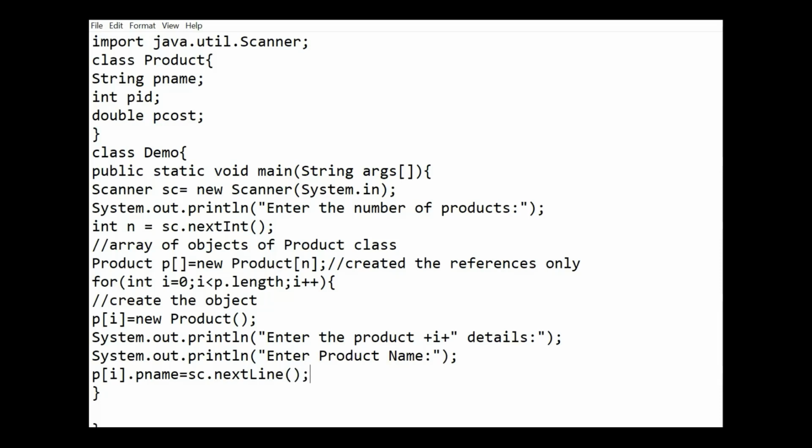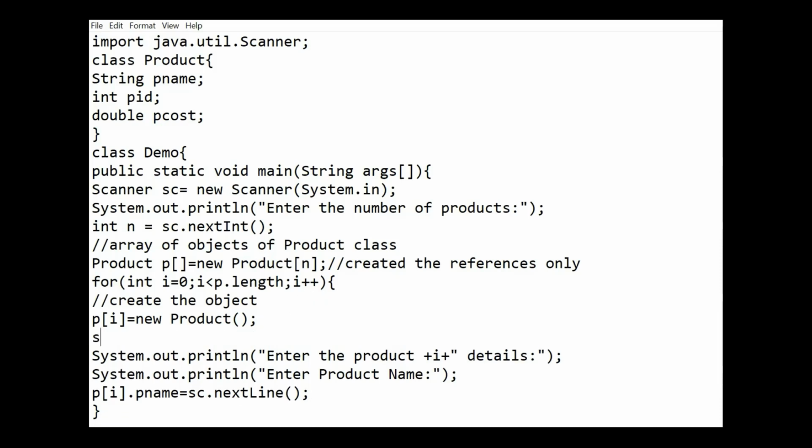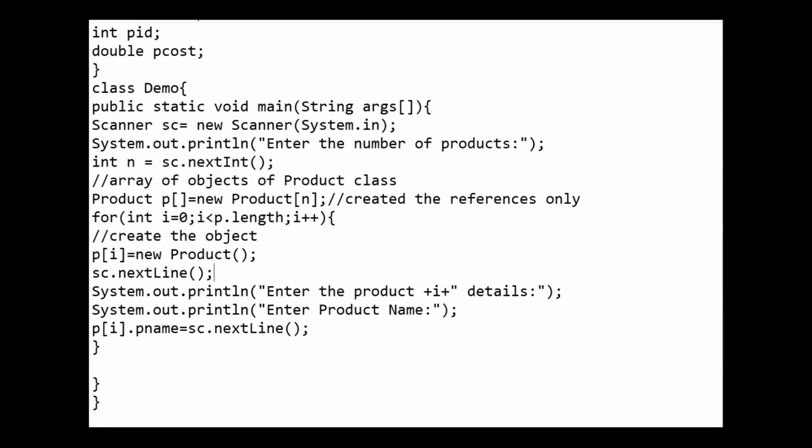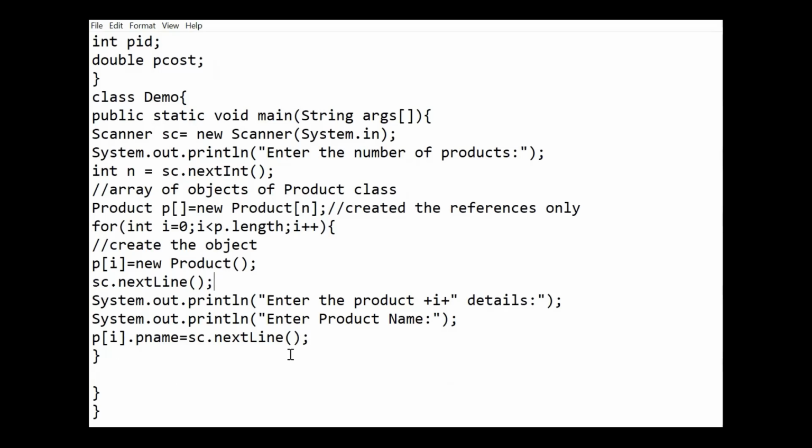So I just have read this. Since I'm taking in the next line, and before that there are some other statements which read the product names and all that, I'm taking in one more line here, which is simply sc.nextLine, to flush off the new lines in the buffer. That's what I have done here.